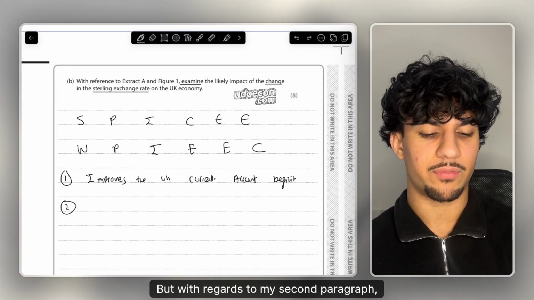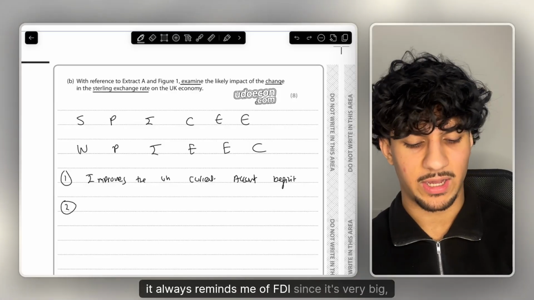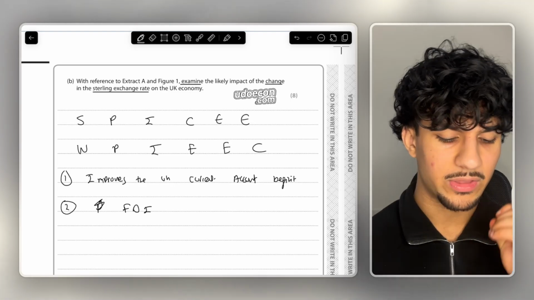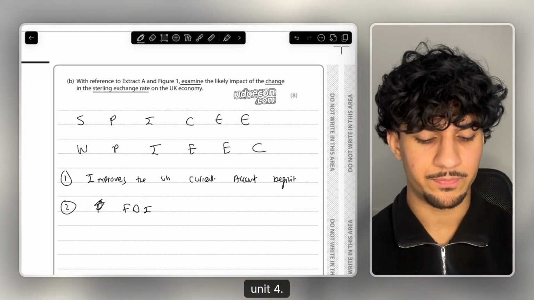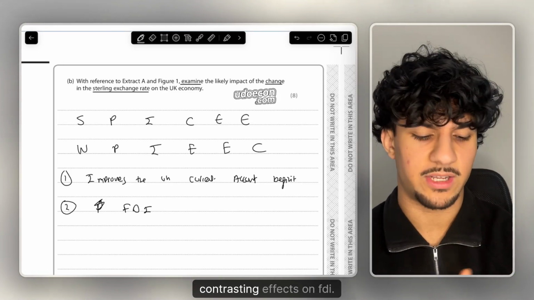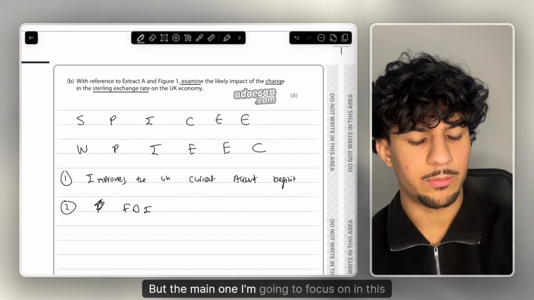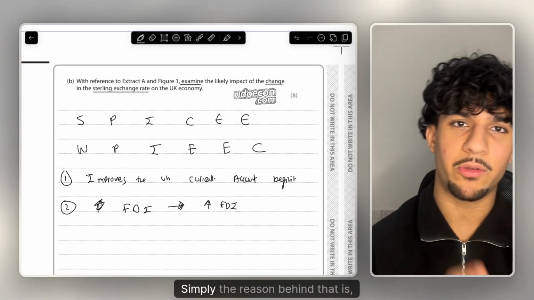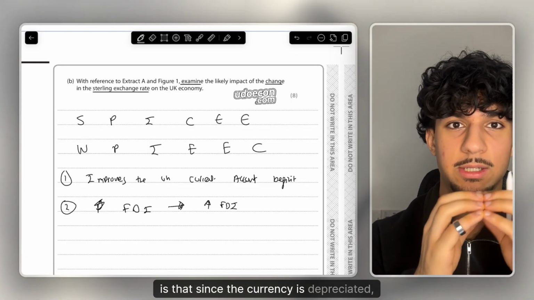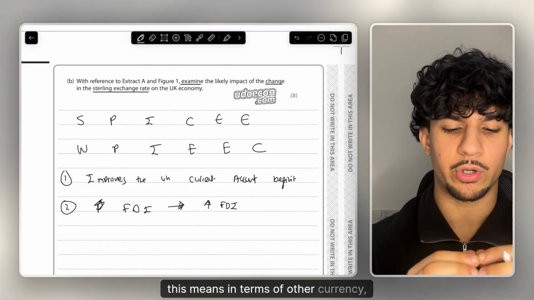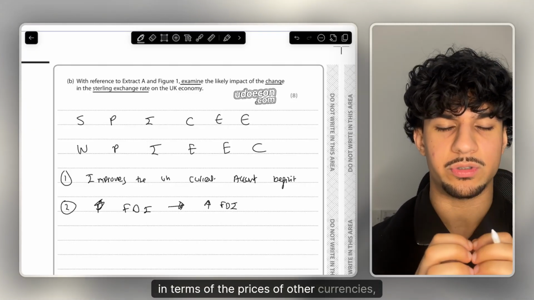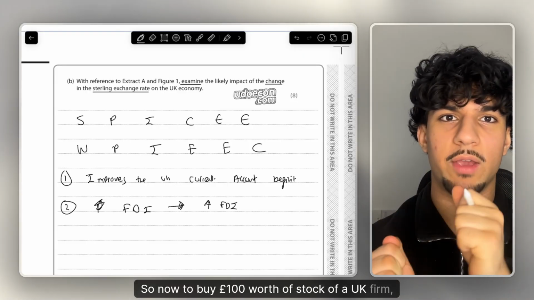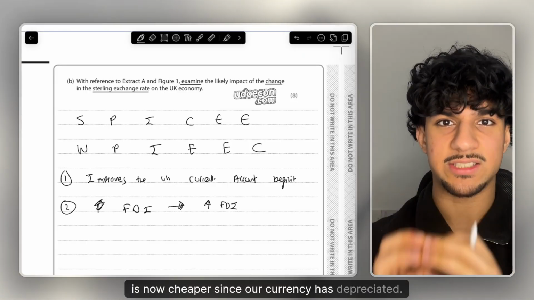But with regards to my second paragraph, exchange rates, it always reminds me of FDI, since it's very big, especially if you revise the development topics, Unit 4, very well, you will know that FDI is a massive bit of Unit 4. So a depreciated exchange rate can have two contrasting effects on FDI, but the main one I'm going to focus on in this paragraph is that it's going to lead to an increase in FDI. And why is that? Simply the reason behind that is that since the currency is depreciated, this means in terms of the prices of other currencies, the UK currency is now cheaper. So now to buy £100 worth of stock of a UK firm is now cheaper since our currency has depreciated.